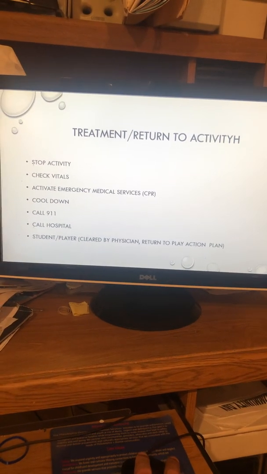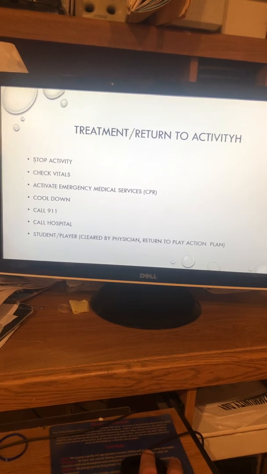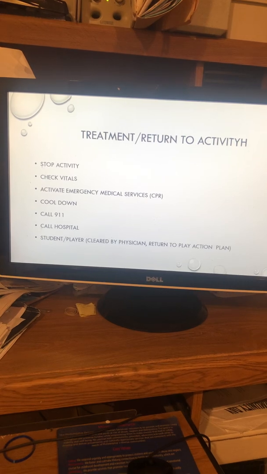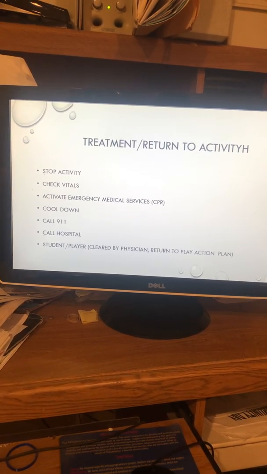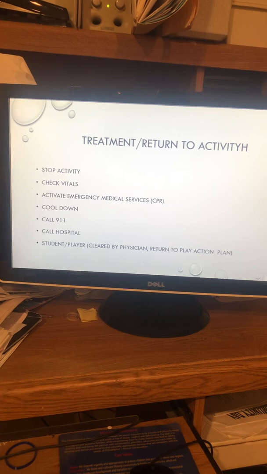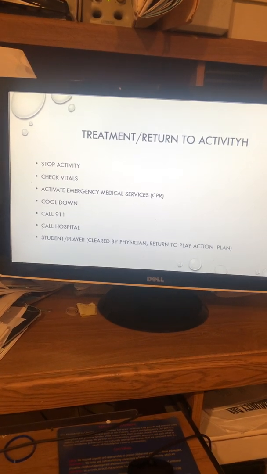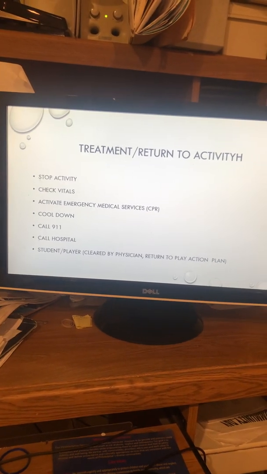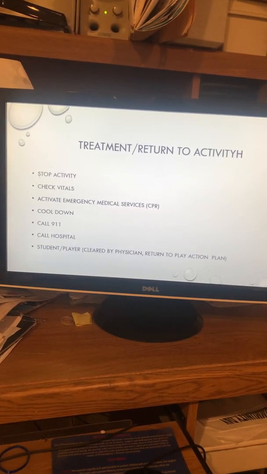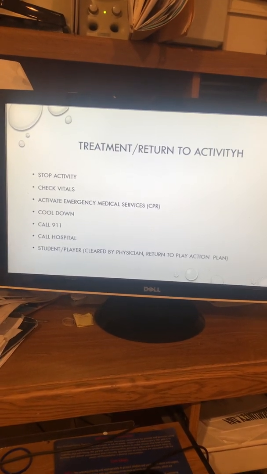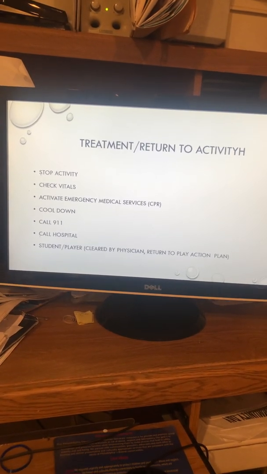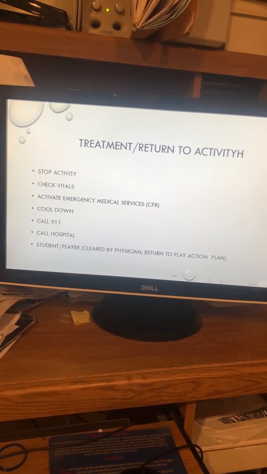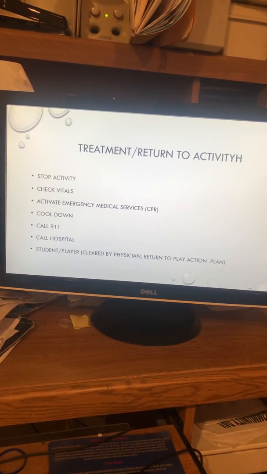Okay. Now, when it comes to treatment or returning to activity, you definitely stop activity if you see anyone having a problem. Check their vitals. You activate your emergency medical service plan, including CPR. You want to cool down the student or the player as quickly as possible. You should call 911. After calling 911, call the hospital they will be going to, to inform the doctors that you have a sickle cell patient coming in, so they can prepare.